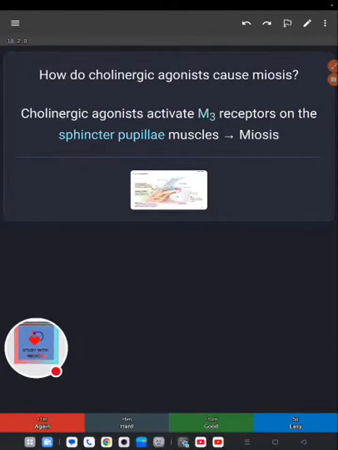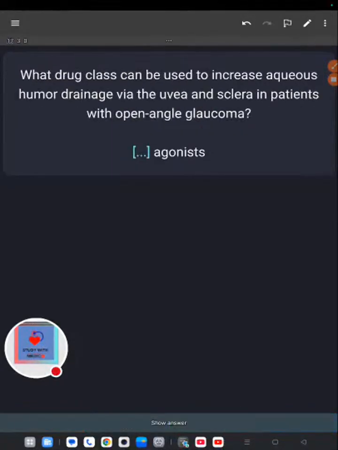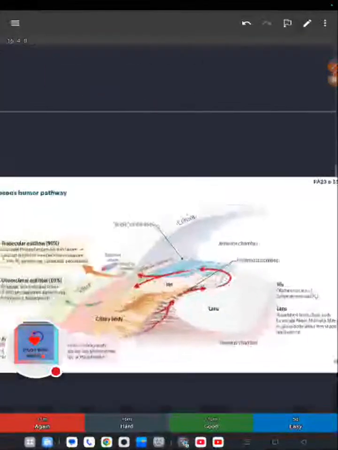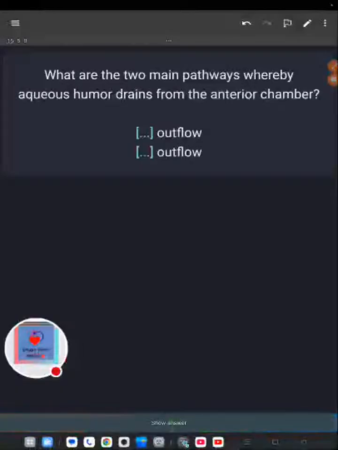M3 receptor agonist, so we need an M3 agonist. That is carbachol or pilocarpine.